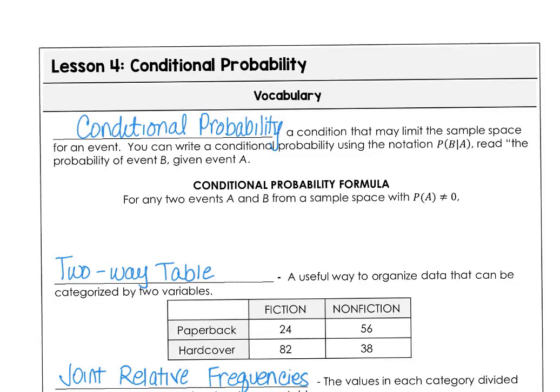Hey everyone, let's look at lesson 4. Today we're talking about conditional probability. Our definition of conditional probability is when we have a condition that may limit the sample space for some event.